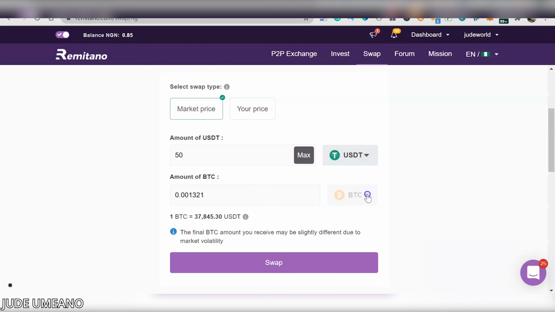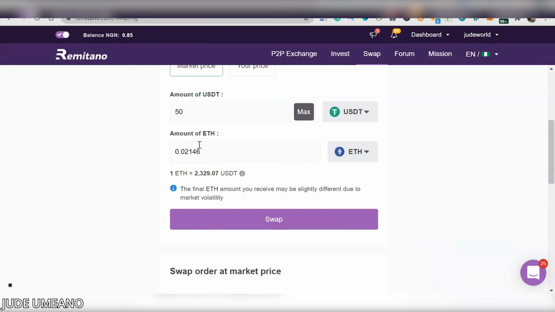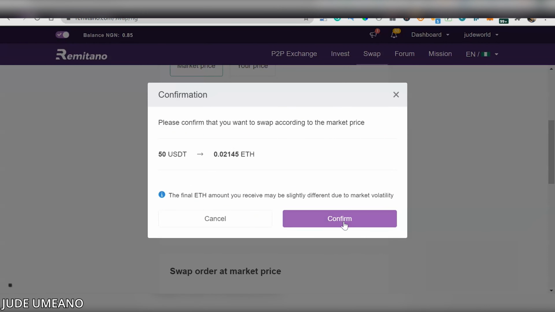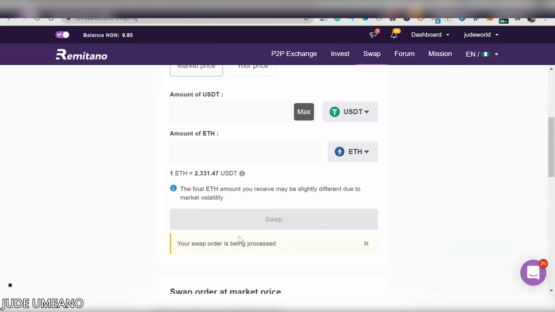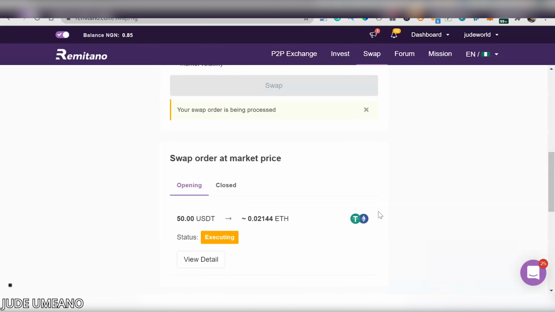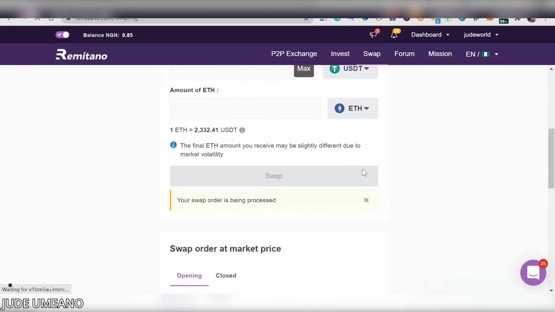I have to choose Ethereum here because it's Ethereum that I want. If I'm using the market price, it's going to give me 0.02146 Ethereum, and I click on swap. So this will give me this. I click on confirm. So it says here your swap order is being processed. If I refresh this, executed.